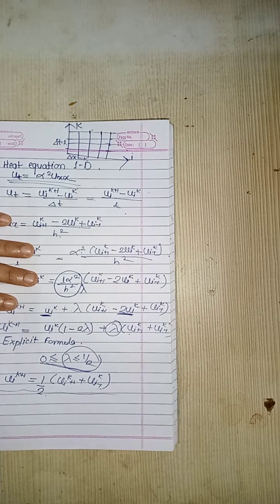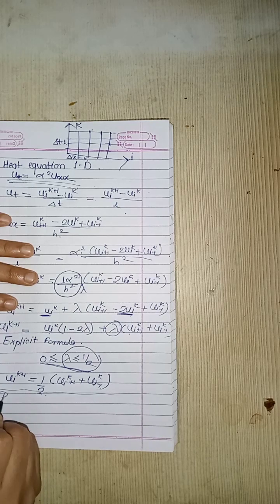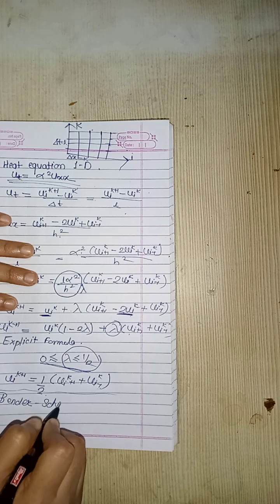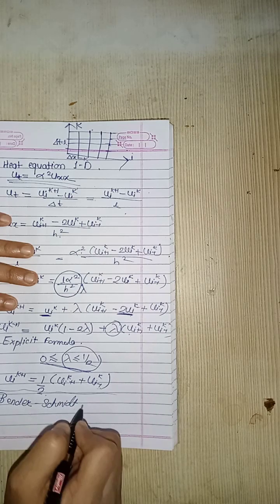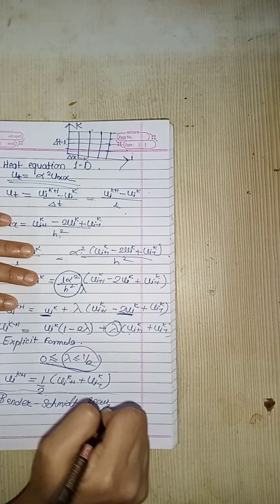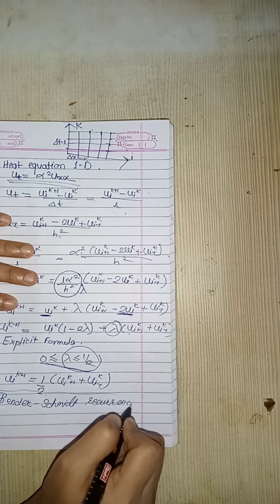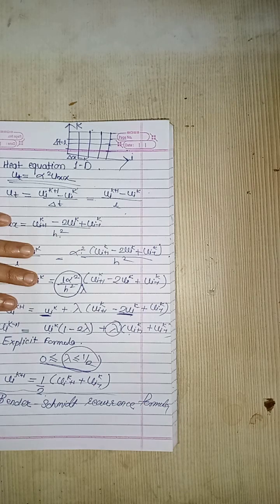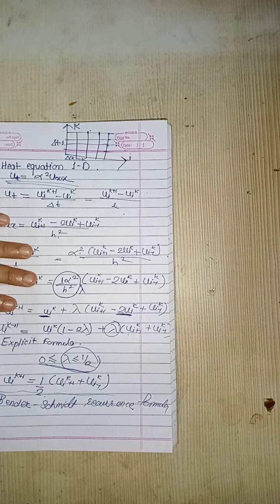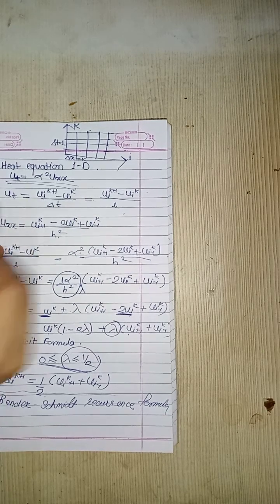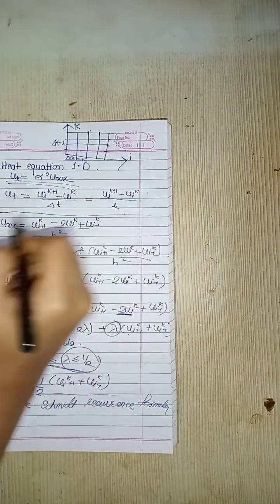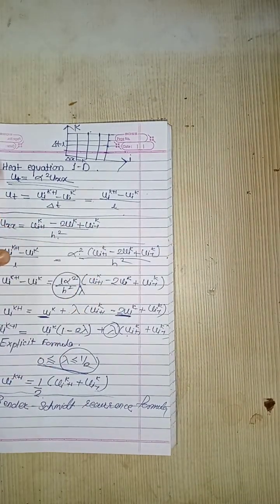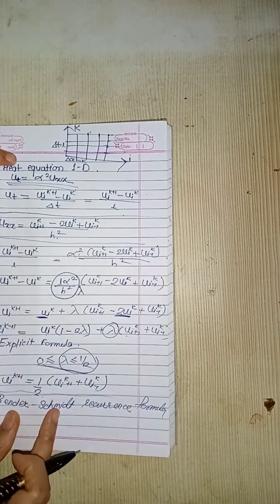Now this equation is known as the Bender-Schmidt recurrence formula. You need to use this formula to solve the equations. You just have to remember the substitution for u_t and u_xx, and substitute the values of u_t and u_xx in the heat equation. You can solve this.